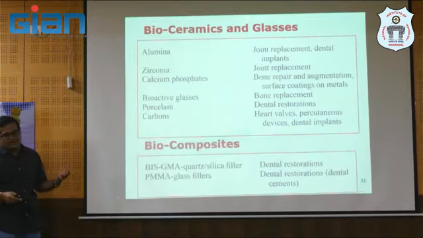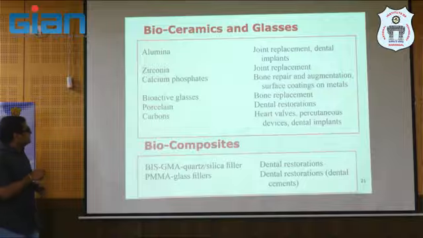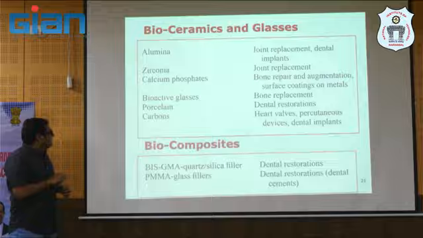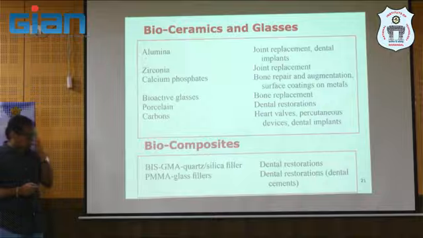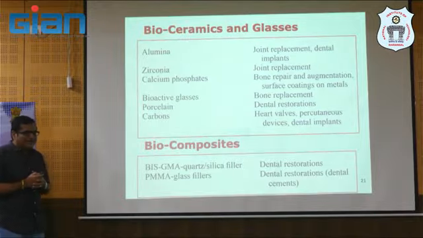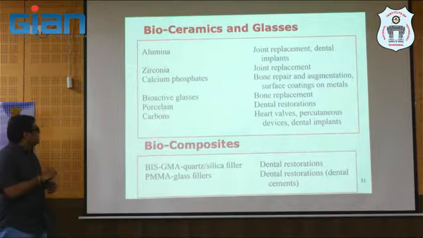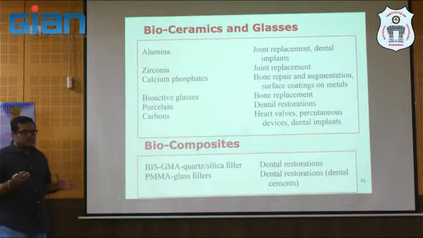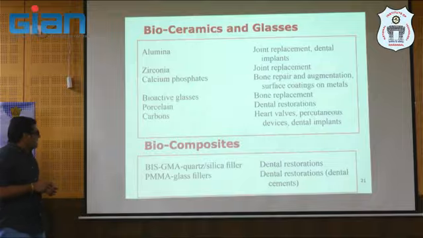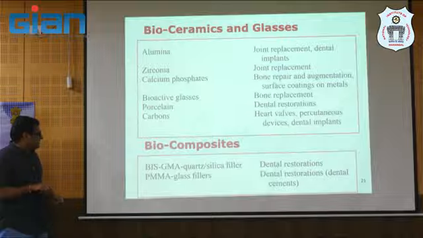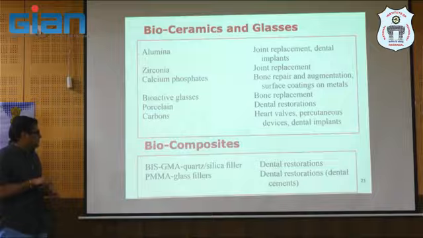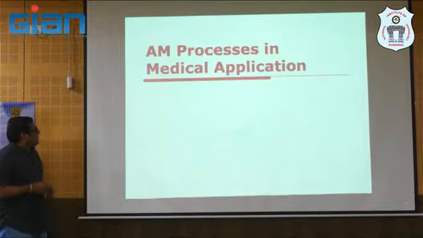And talking about ceramics, you have alumina, zirconia, calcium phosphate, bioactive glasses, porcelain, carbon. So you can very well do this kind of thing. If you take a bone substitute, probably hydroxyapatite, HAP, which is calcium phosphate, you can 3D print it now. And then composites, you have a few composites, and yes, it's possible to even process composites for dental restorations or dental cements, so you can have biocomposites also. That is about the materials.